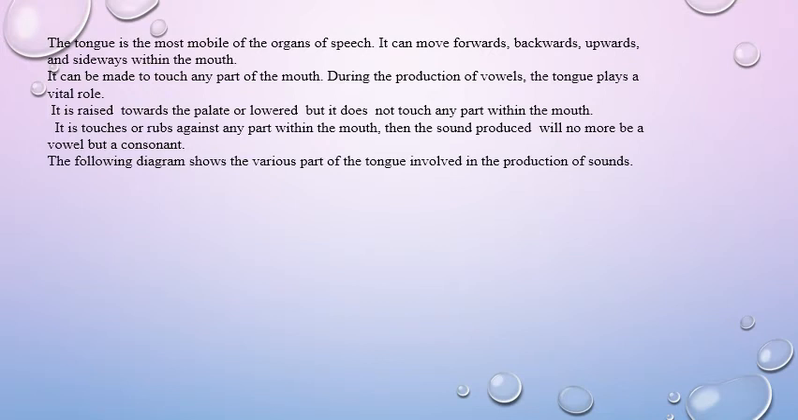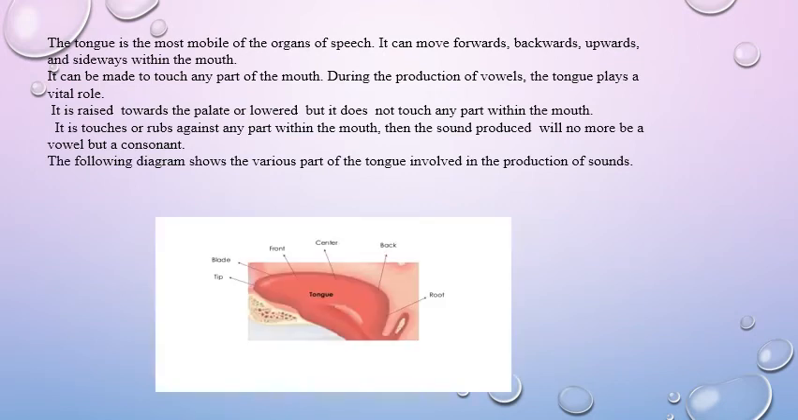So it is raised towards the palate or lowered, but it does not touch any part within the mouth when we produce vowel sounds. If it touches or rubs any part of the mouth, then it will be only a consonant sound and not a vowel sound. Okay, here this diagram is there.